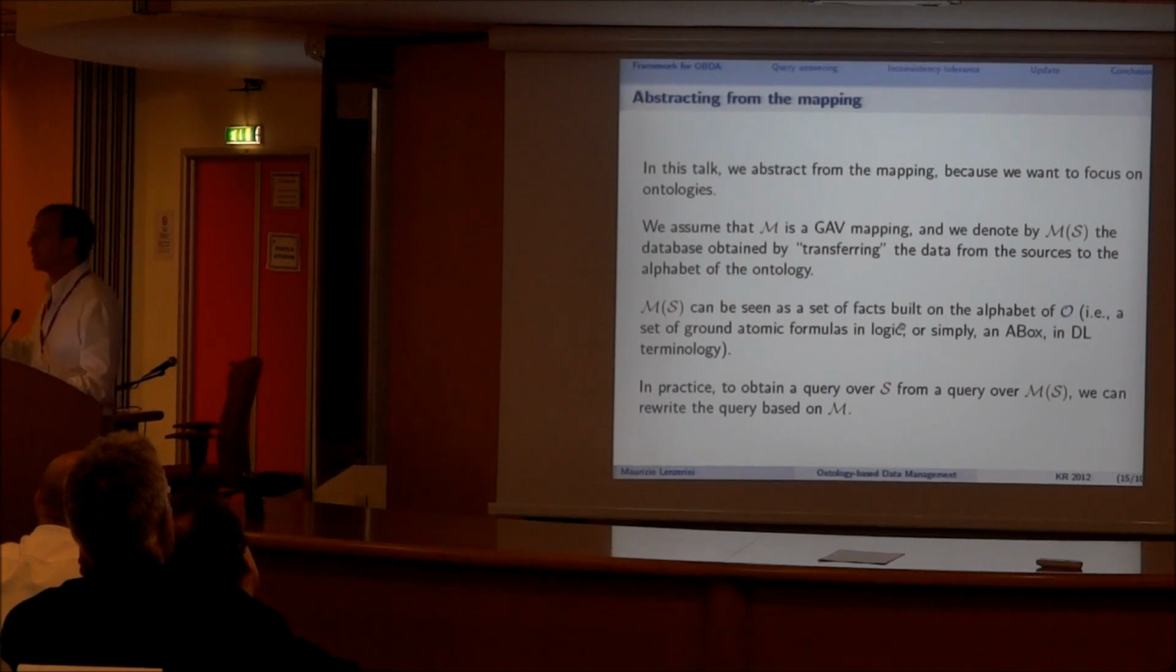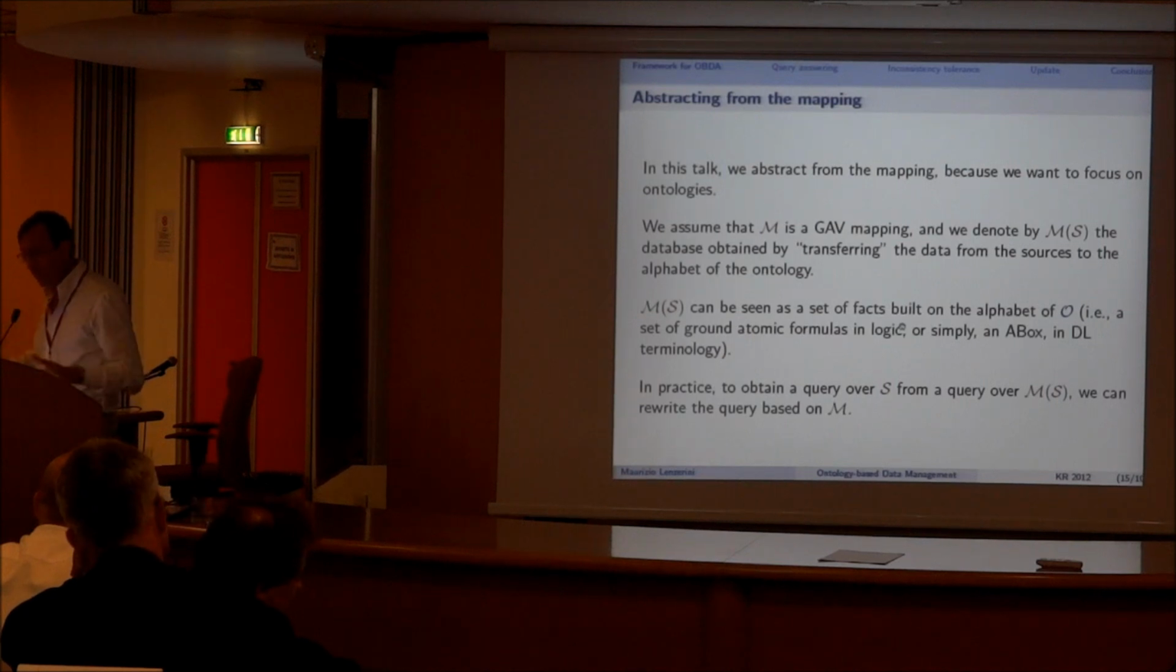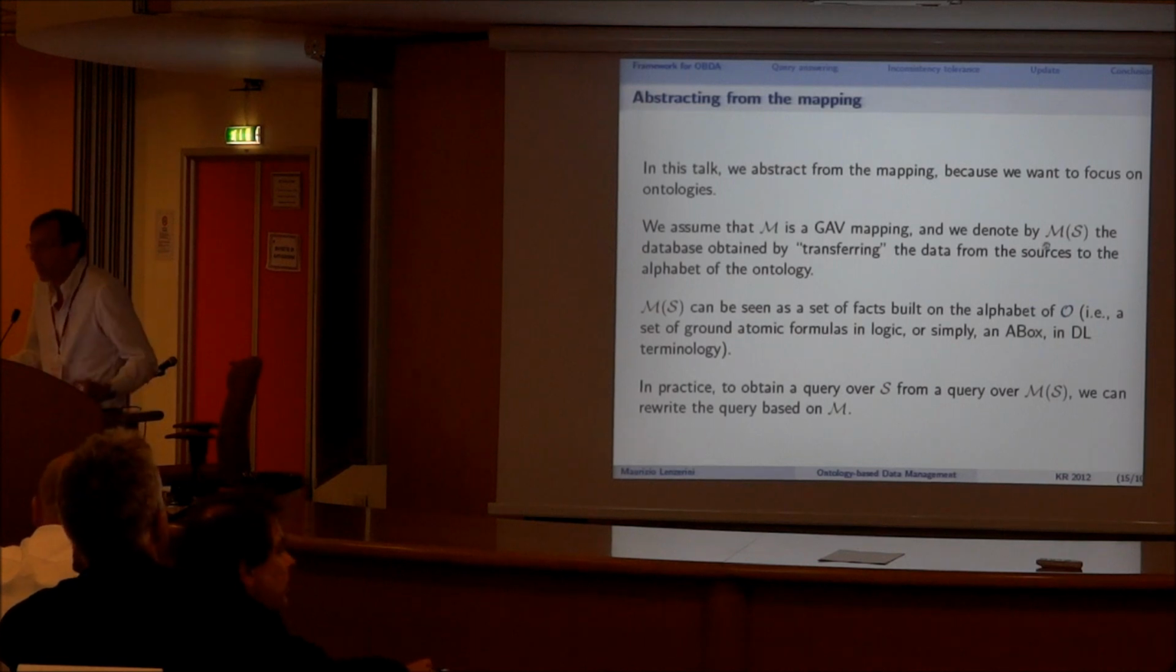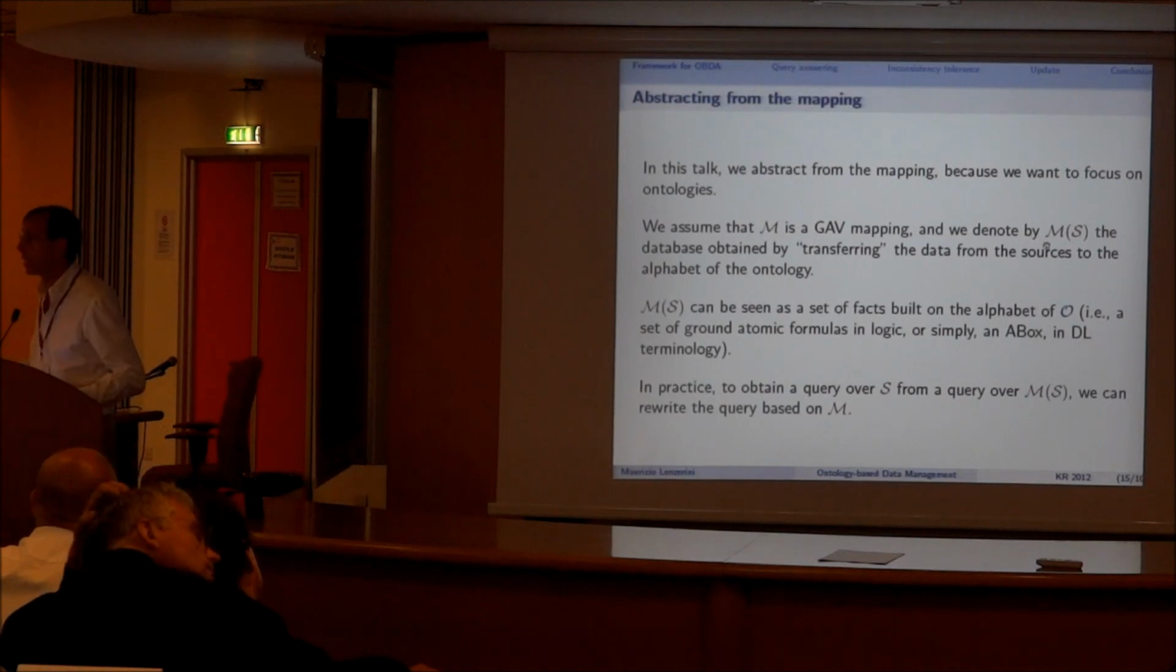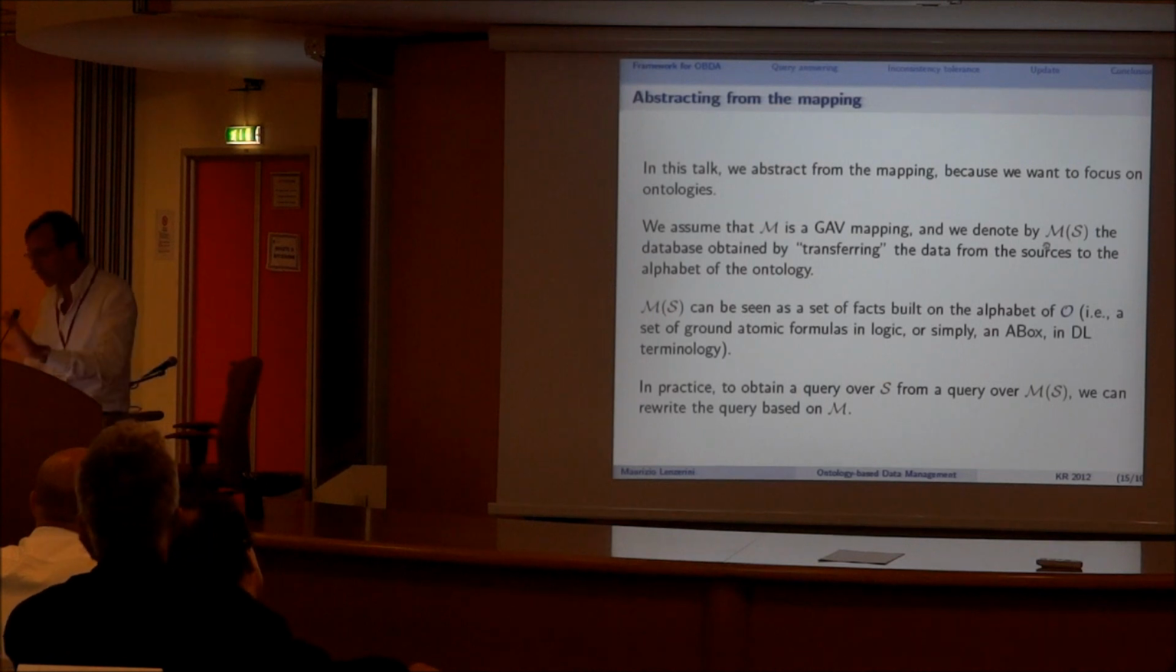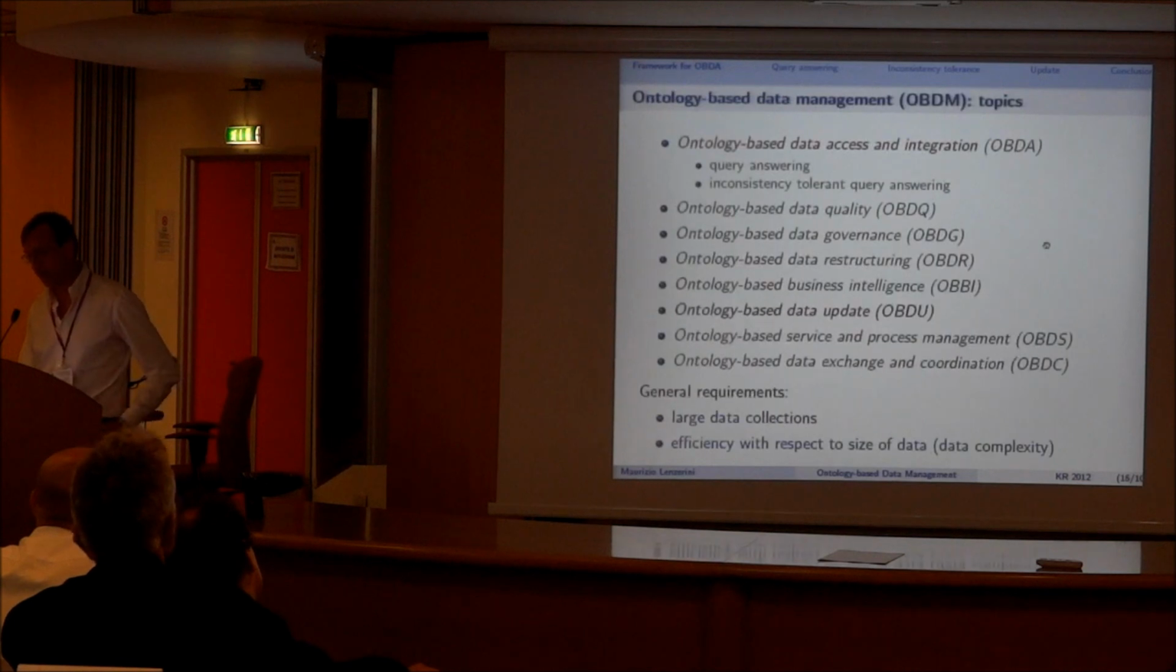At the end of the talk, I will mention some of the problems with the mapping. But for the moment, let's abstract away the mapping, so that this MS is actually a set of facts that comes from the data but is expressed in terms of the ontology. In description logic terminology, this would be an ABox. But this is just for this talk; in practice, obviously, the mappings are very important.